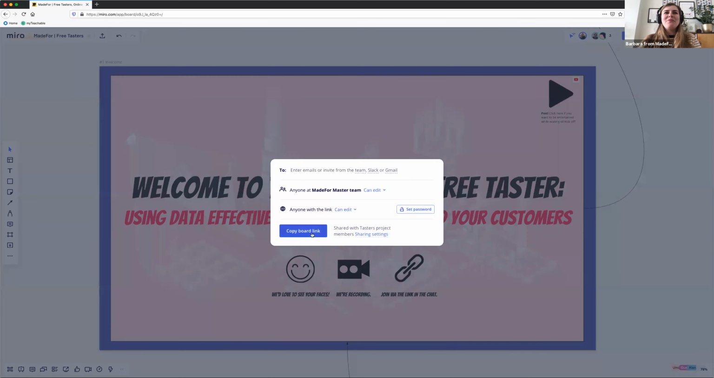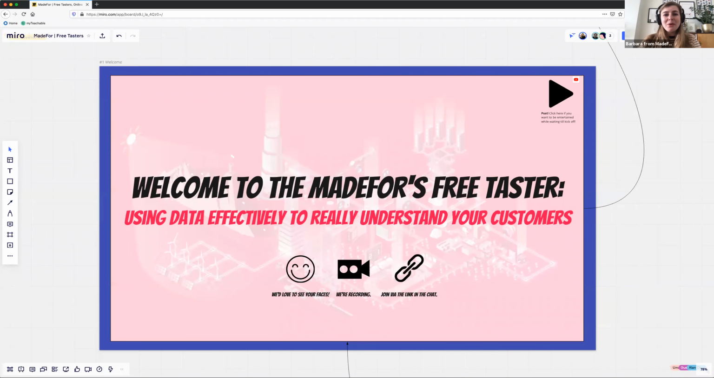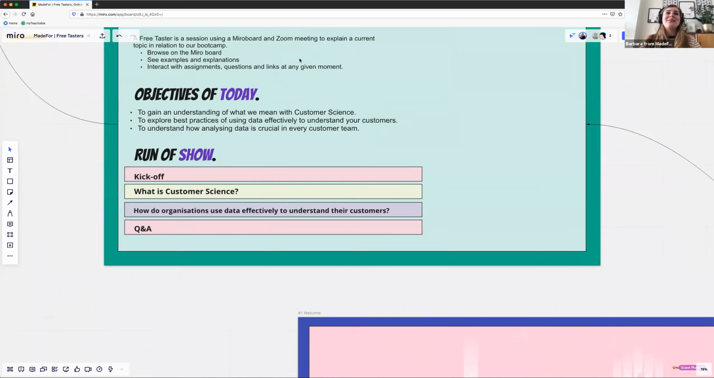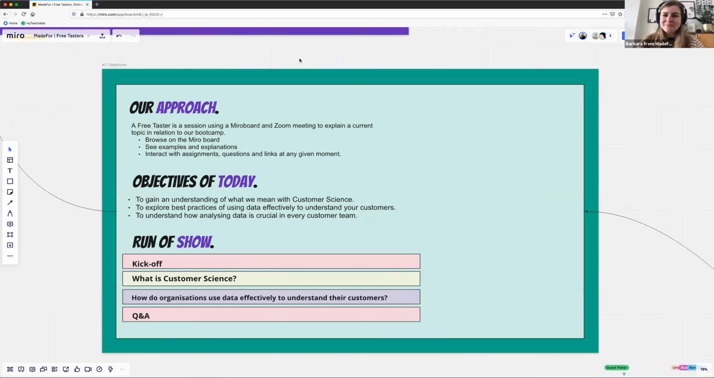As you can see, hopefully, on my screen, I am sharing a Miro board that we will be working on. In the chat, you will see a link now, and I would highly encourage everyone to join in, browse around, and have a look, because there are a lot of interactive elements, which brings me also to our approach. So what is a free taster? I already said it shortly. It's a session using a Miro board and a Zoom meeting to explain a current topic in relation to our bootcamp. So again, join us on the Miro board, have a look, also maybe at some other topics that might be of your interest, and Kwan will use it today in her presentation about customer science.